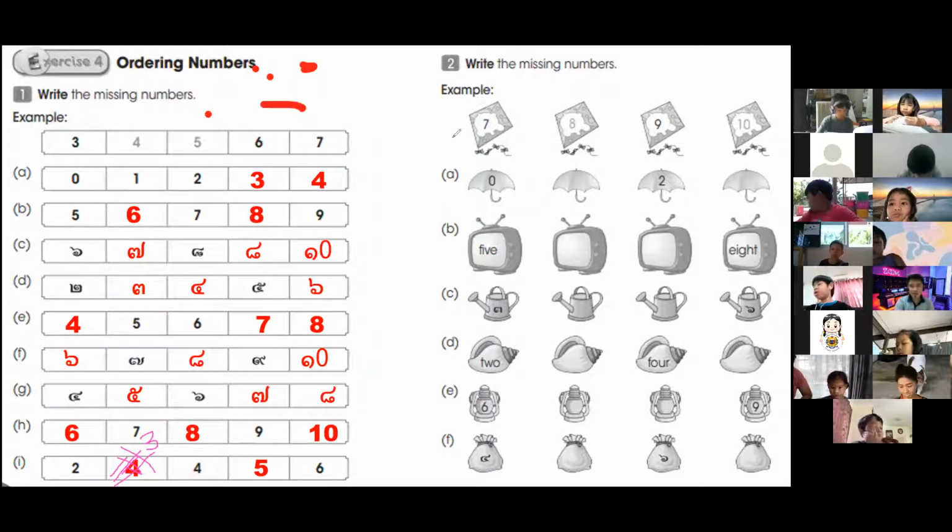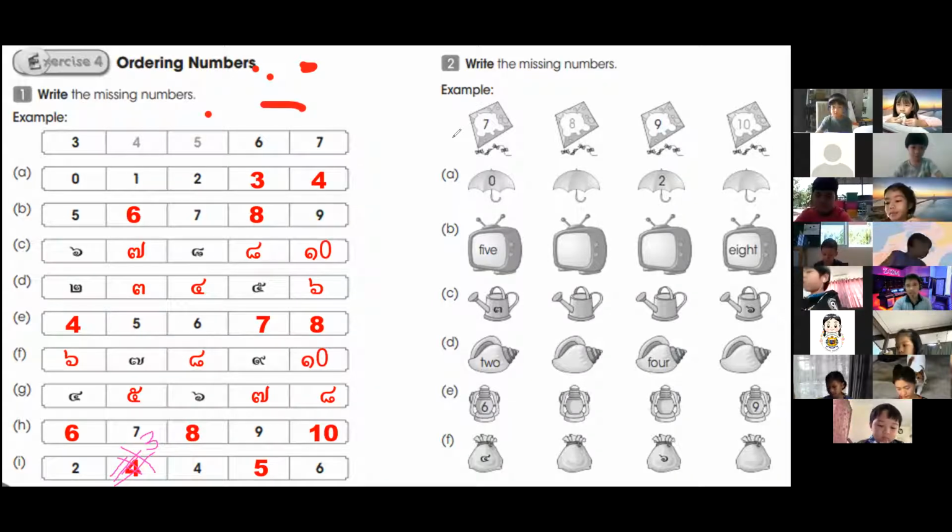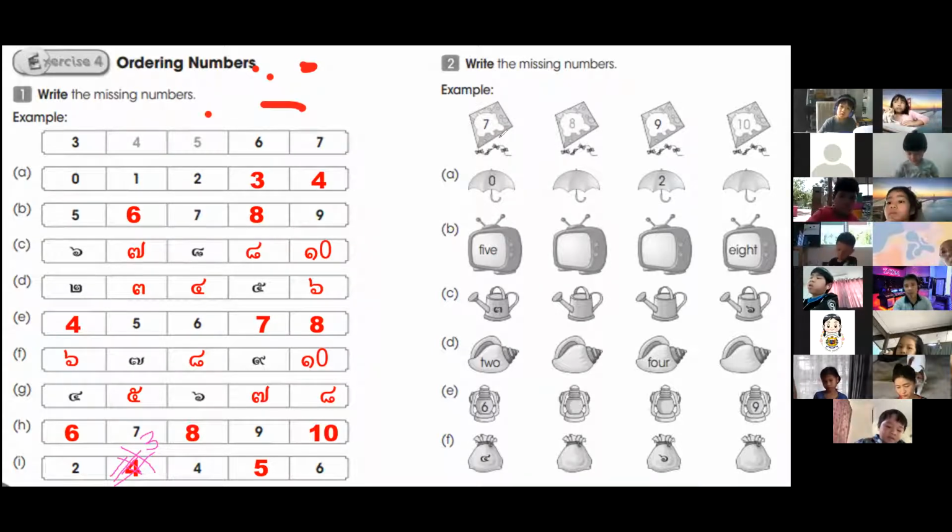Okay. Now let's proceed to page 13. Look at your answer in page 13. Let us answer page 13 now. Okay, page 13. Now in page 13, letter A.